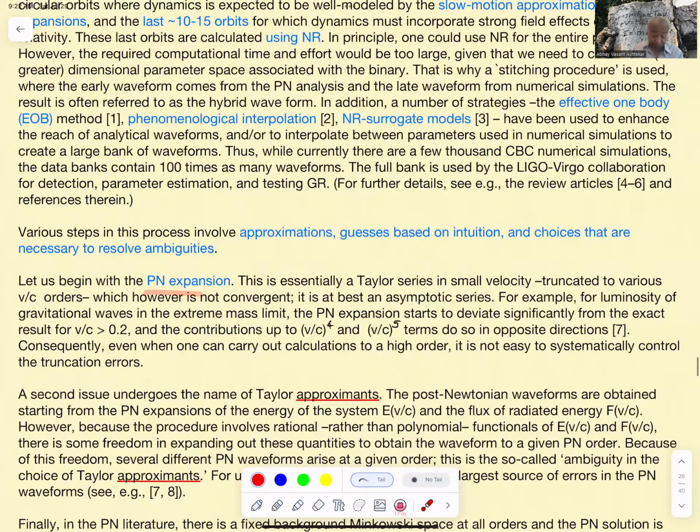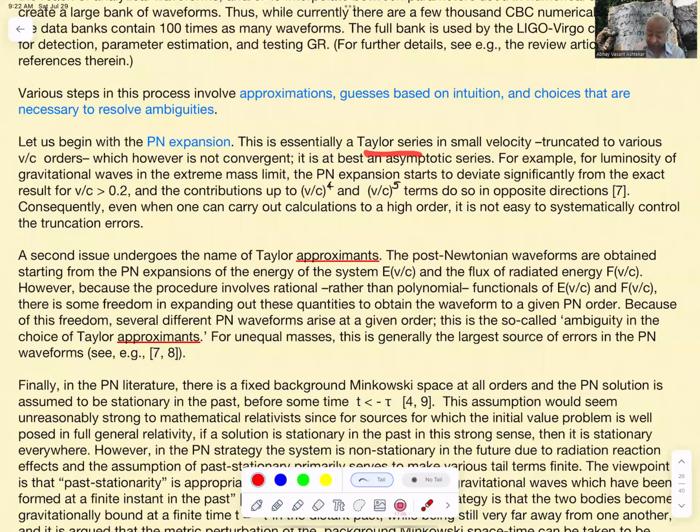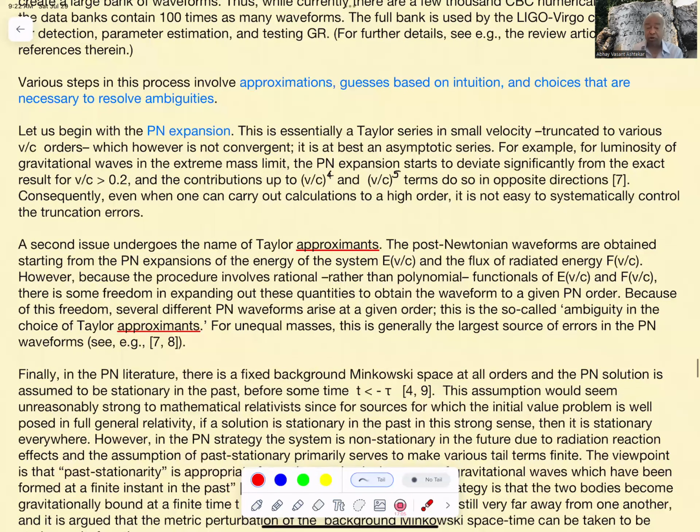And so this is essentially a Taylor series in small velocities, as you learned in the lectures on post-Newtonian theory. And that is truncated to various v/c orders. Now, the Taylor series itself is known not to be convergent, but this is also the case for QED. The perturbation series does not converge. But in QED, it is an asymptotic series. But here we don't know if it is actually an asymptotic series. As far as I know, this has not yet been shown. Maybe something was done more recently. If so, maybe one of you can correct me. But it's generally believed that it is an asymptotic series.